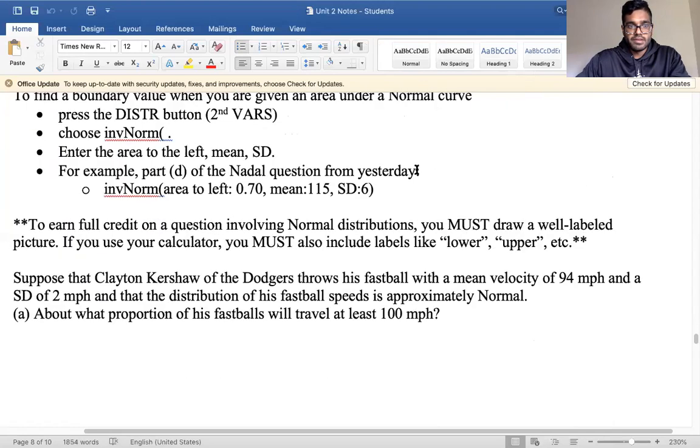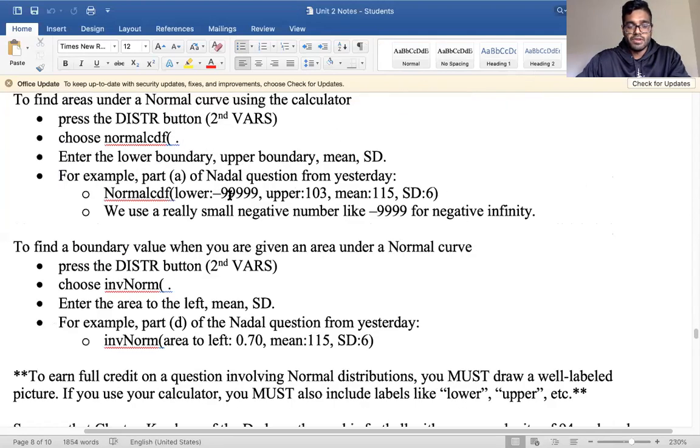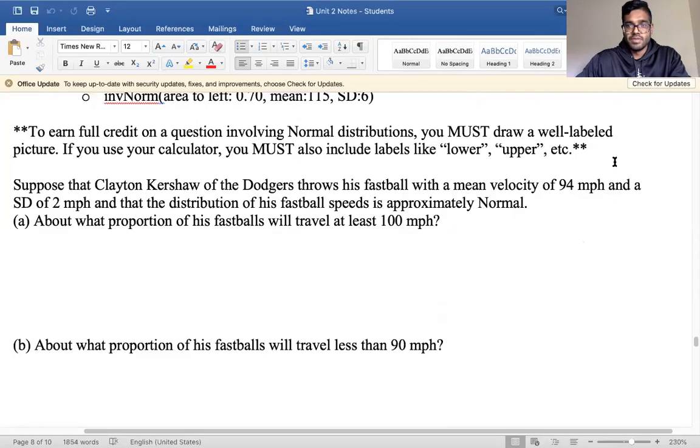And I want to note a couple things. These are the directions at the top. You can read those on your own. Right here, this is going to be the big thing. To earn full credit on a question involving normal distributions, you must draw a well-labeled picture, and you must also label things: lower, upper, etc. So we're going to talk about lower bounds, upper bounds, the mean, standard deviation. You've got to label everything and draw a picture if you're going to use the calculator. And this is for the AP test as well. Otherwise, you do not get full credit. So make sure you're paying attention to that.